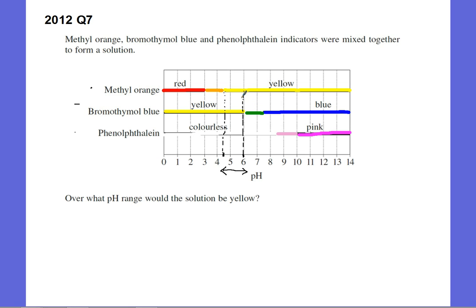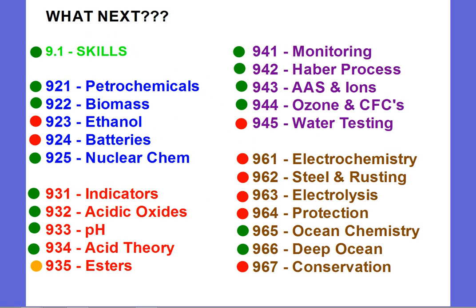The only yellow solution will be where there's complete yellow overlap with colourless, which is pH about 4.5 to pH 6. That's the end of the indicators topic. Next will be esters.